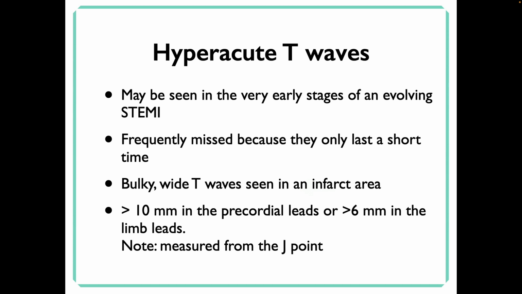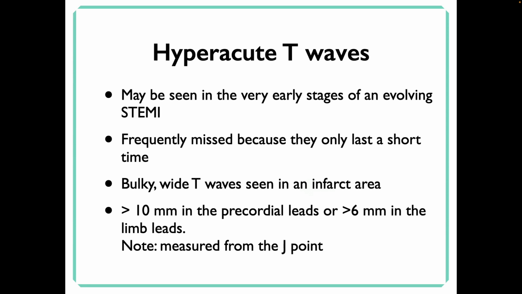Frequently missed because they only last a short time. They may only be there for about 20 minutes. And if you don't come and do a 12 lead within that 20 minutes, you're not going to see them. They are bulky, wide, and frequently tall T waves in the infarct area. Okay, so if you have a septal anterior STEMI, if there are hyperacute T waves, and they're not always, but if they are going to be there, they'll be in the septal anterior leads along with the ST elevation. So unlike the reciprocal changes, they are seen in the area where the problem is, where the infarct is.